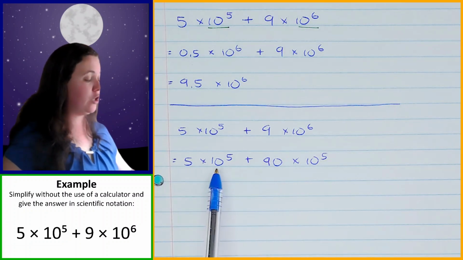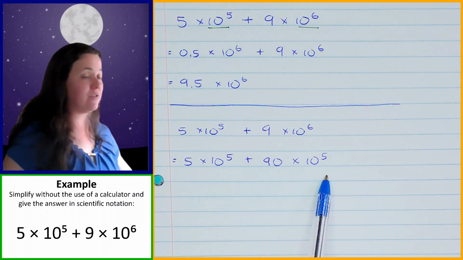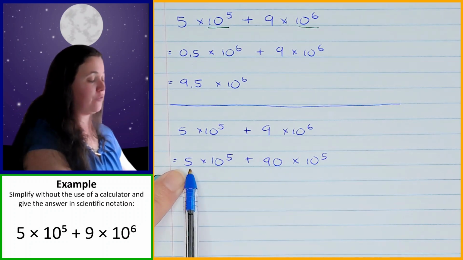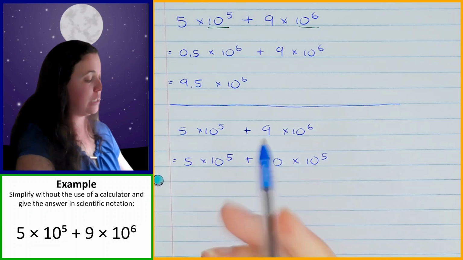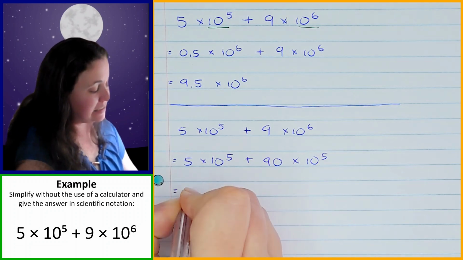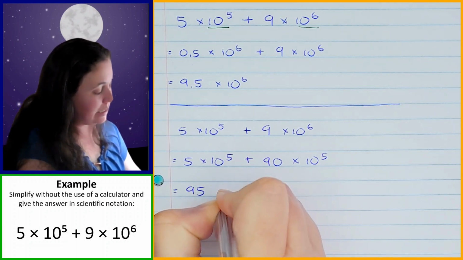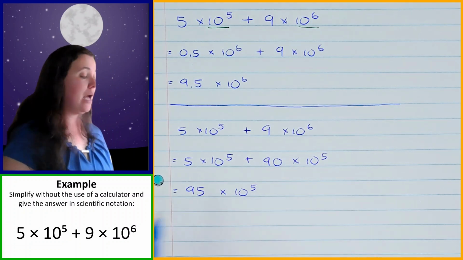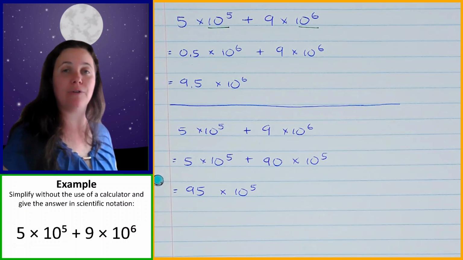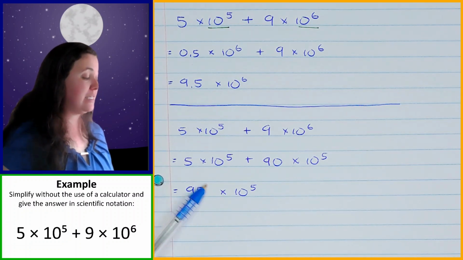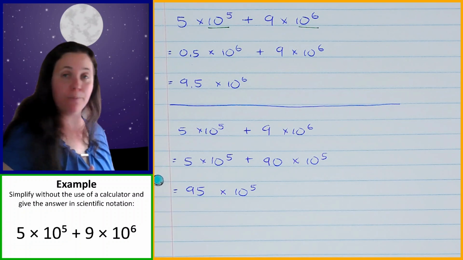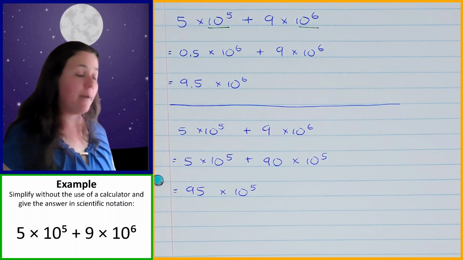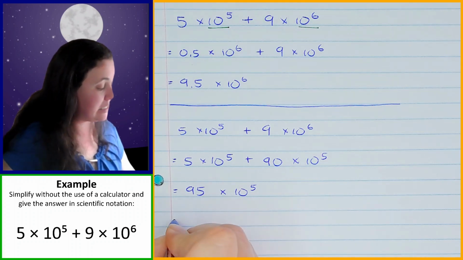So again, we're not going to be doing anything to the powers of 10. They're going to stay the same. I'm going to be adding the numbers. So I've got 5 and 90 that I'm adding. So 5 plus 90 is 95 times 10 to the power of 5. The 10 to the power of 5 doesn't change. But now I have to go and check it and make sure that it's written in scientific notation properly. So this is too big. It's not between 1 and 10. It's higher than 10. That means I need to divide by 10 to get this so that it is 9.5.